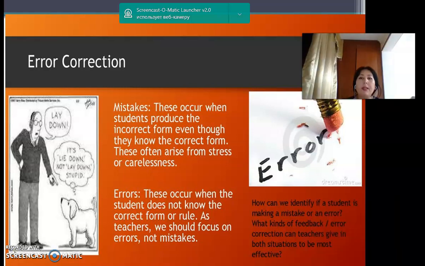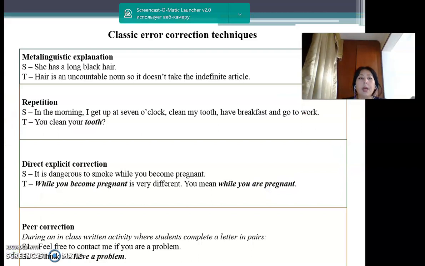How can we identify if a student is making a mistake or an error? What kind of feedback, error correction can teachers give in both situations to be most effective? Now, I would like to suggest some classic error correction techniques.